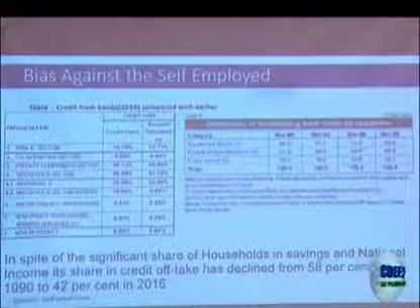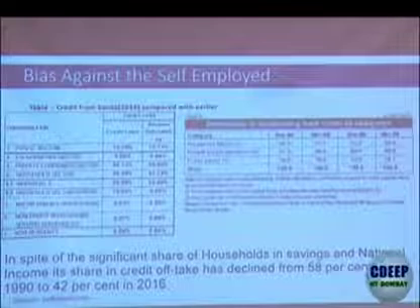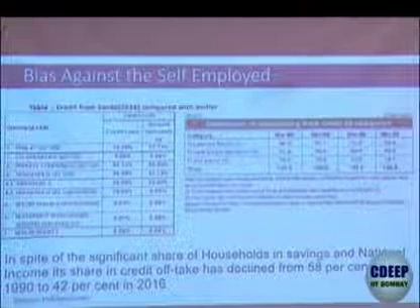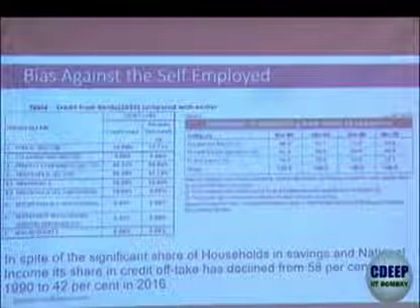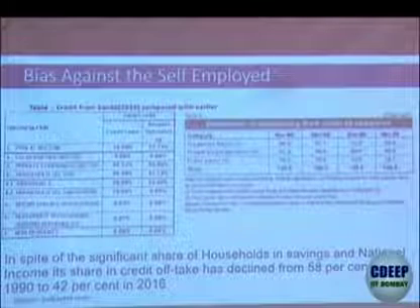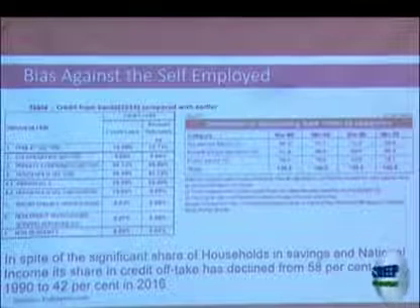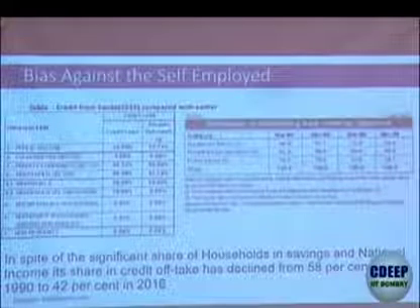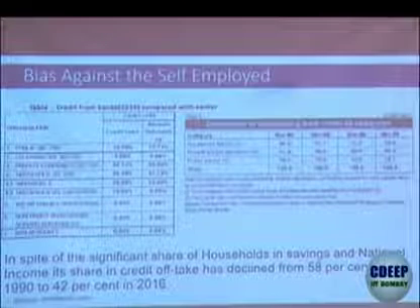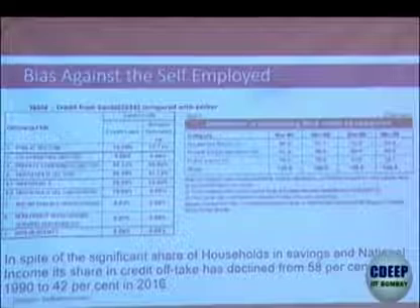Though it contributes a lot to the national saving, the amount of credit they are getting from the banks is very less. So we can see from this table, from March 92 till 2002, it decreased from 58 to 43, and from 43 in 2016, it decreased to 42%. So though these sectors are contributing a lot to the GDP, NDP, still they are not getting the credit for their businesses, to expand the business and to start the businesses.